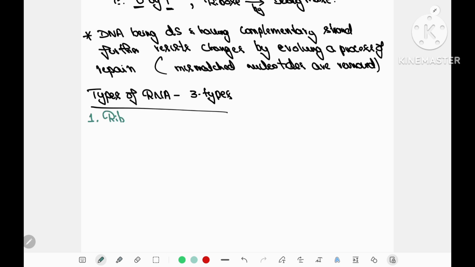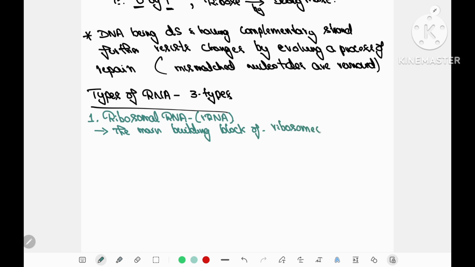Now let us briefly discuss the types of RNA. In RNA there are three types. Ribosomal RNA, which is referred to as rRNA. The main building blocks of rRNA are ribosomes, and they play a large role in the process called translation. Translation is a process in which there is a synthesis of proteins from mRNA.